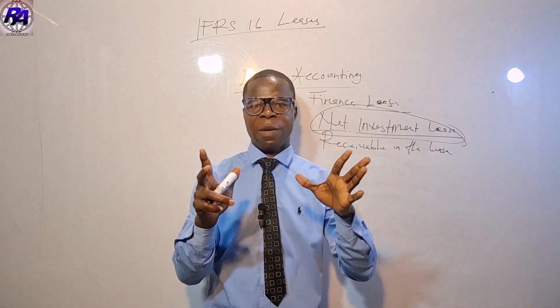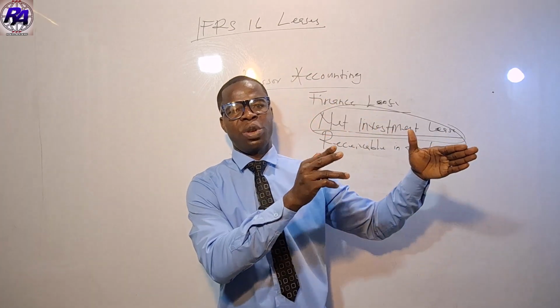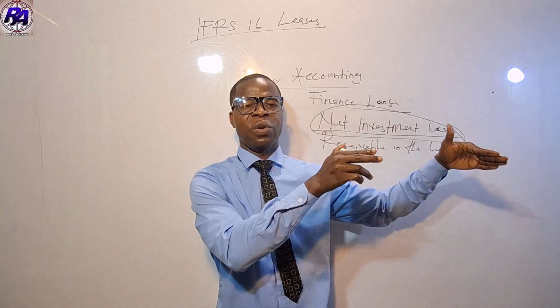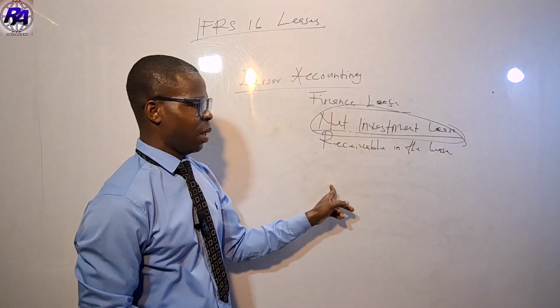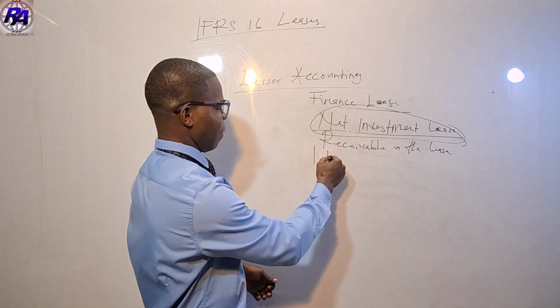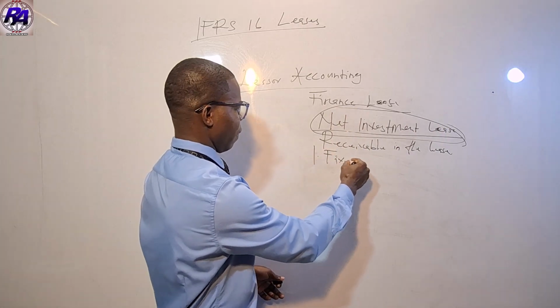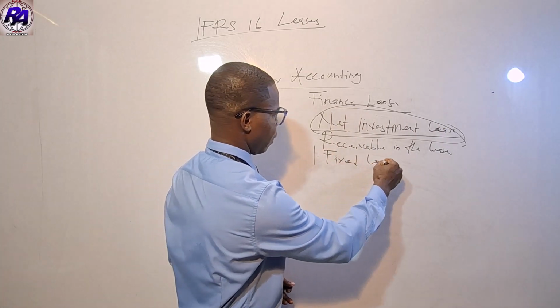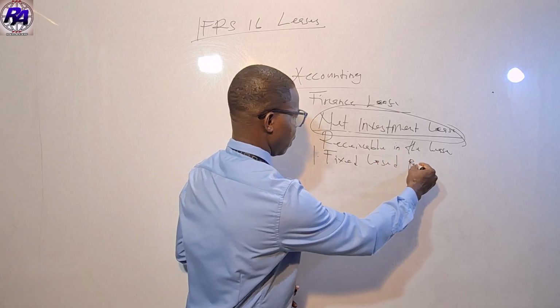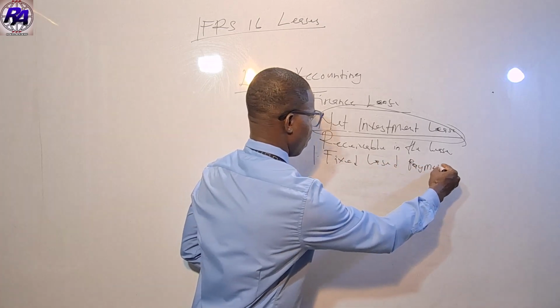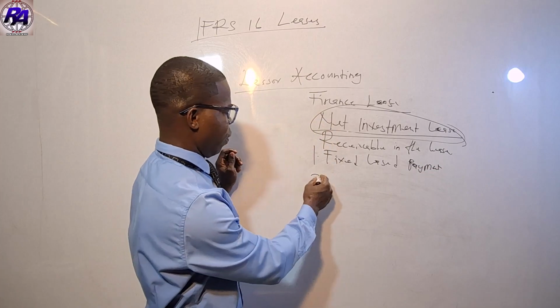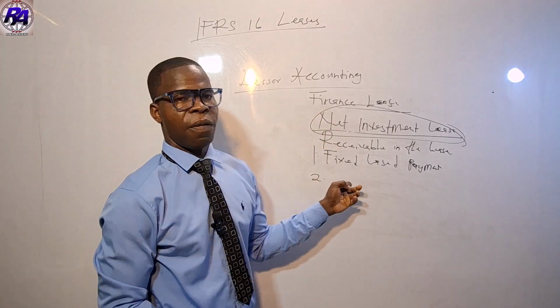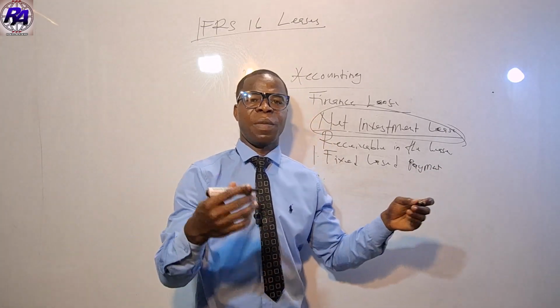So I will not waste time here. Once you understand how we establish the initial value of our lease liability, it's the same thing here. It has to do with the fixed lease payment. We also look at the variable lease payment that depends on an index.